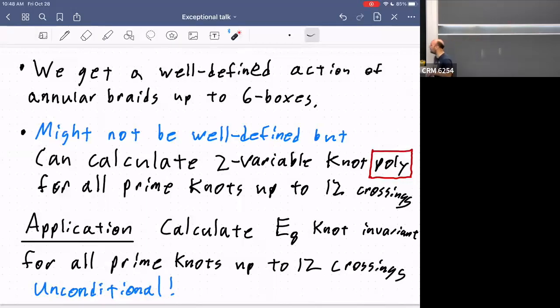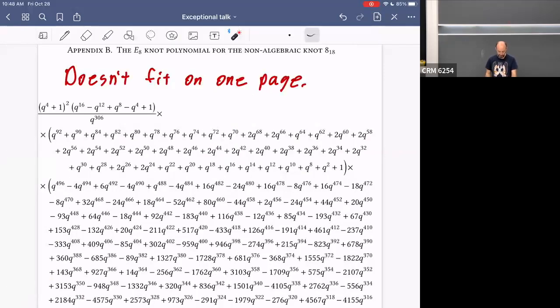There are some nice papers for torus knots, maybe even for rational knots. But for general things, this was kind of hopeless. And now we can do it for all small knots. So for example, this is the E8 knot polynomial for 8_18. It goes on for a page and a half of journal pages. So not only does it not fit on this page, it doesn't fit on one page anyway, but there it is.